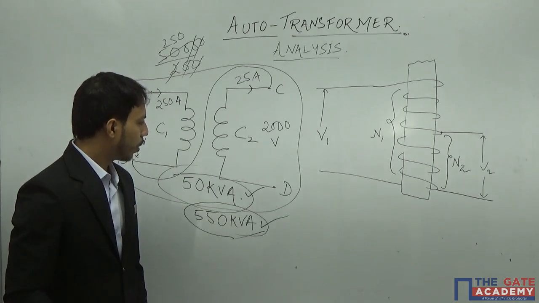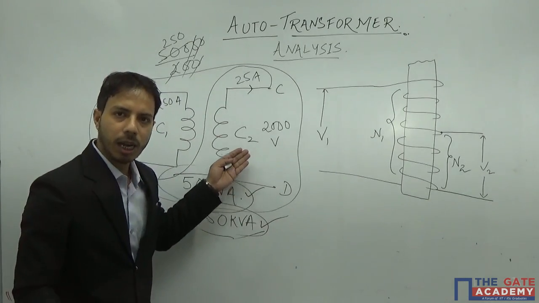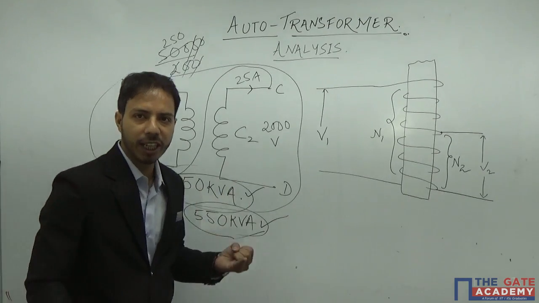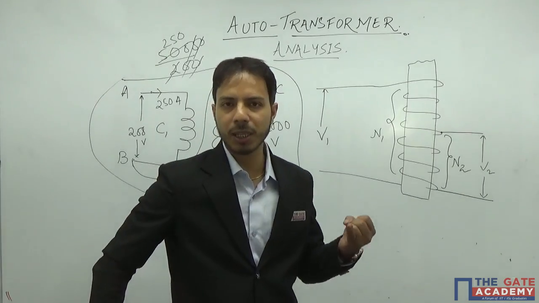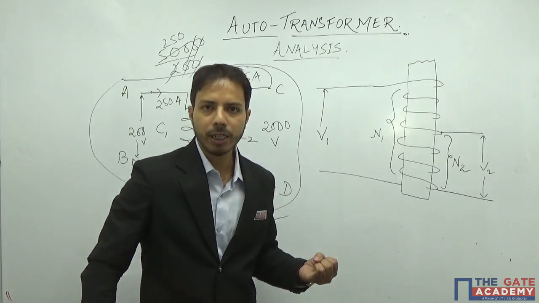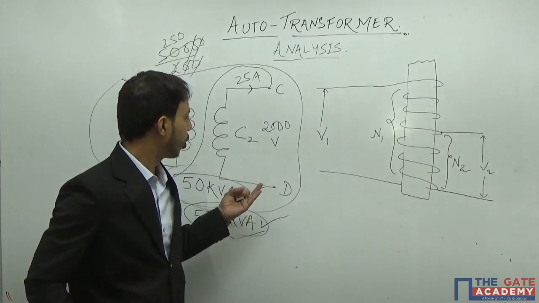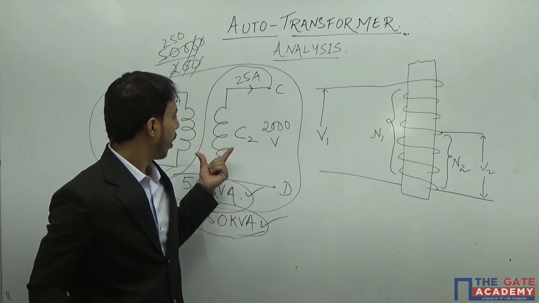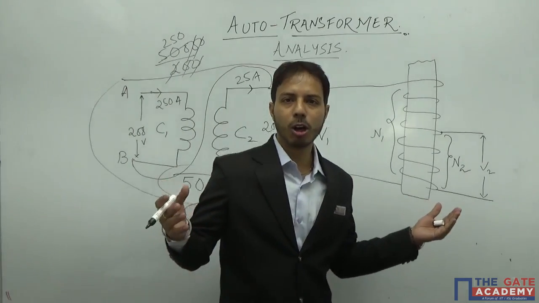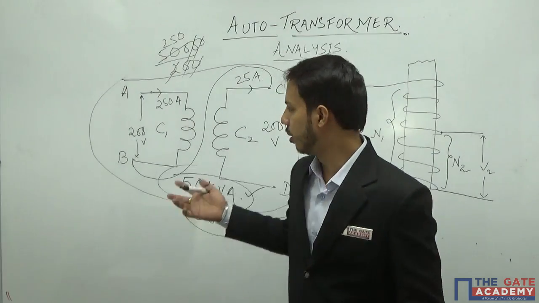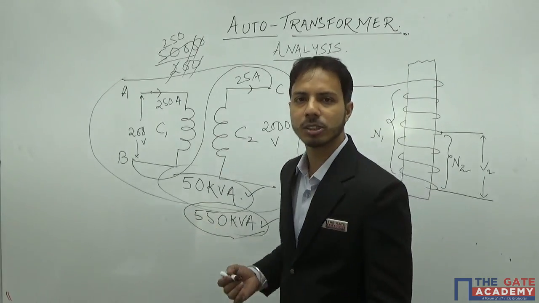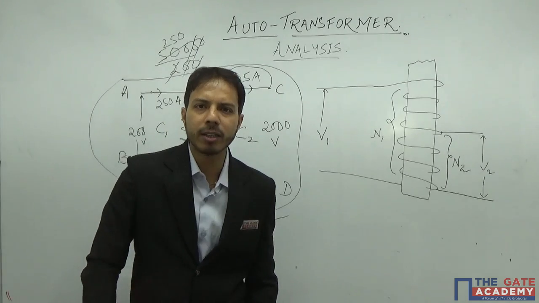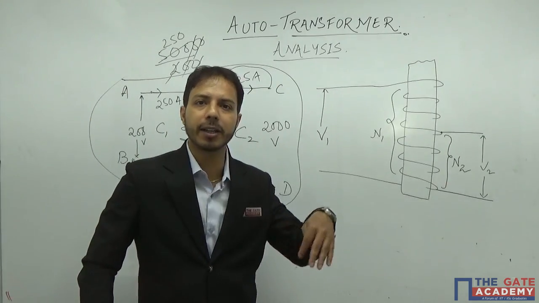So with the same rating, I am getting a bigger output. So this is the advantage of cost, and the advantage that I don't have to have more bulky or costlier conductors as well as core. So this is one of the important advantages, which is concentrated in GATE.